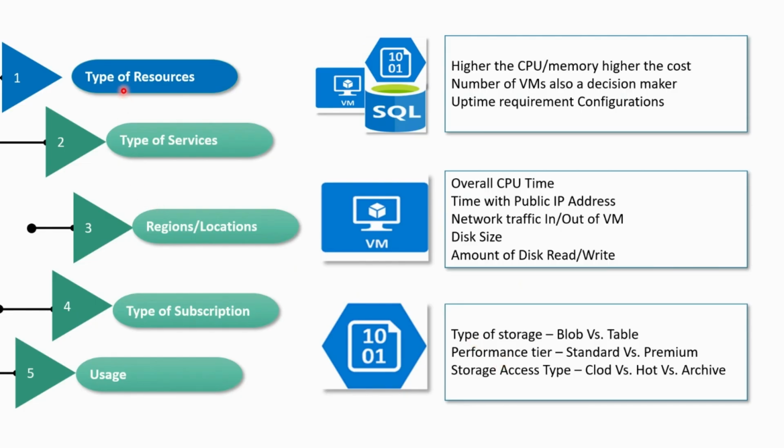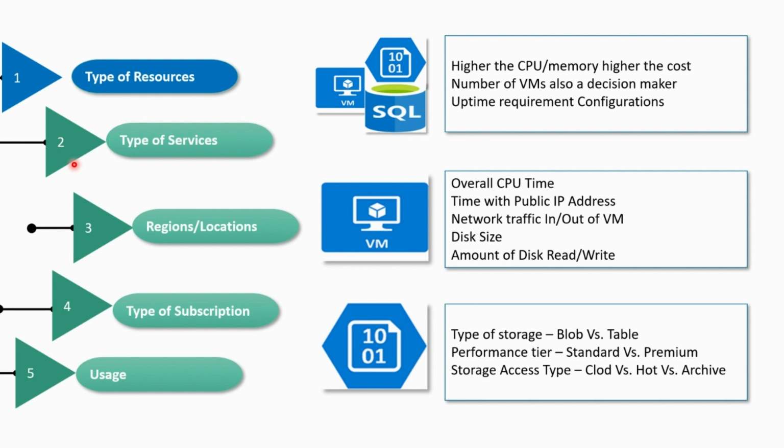The first one is related to type of resources. Let's start with resource type, be it a virtual machine, SQL database or storage. The CPU and memory used by them will decide the cost. The higher the CPU and memory, the higher the cost, and so right-sizing needs to be done prior to onboarding a resource into your application landscape. The number of virtual machines is also a decision maker.